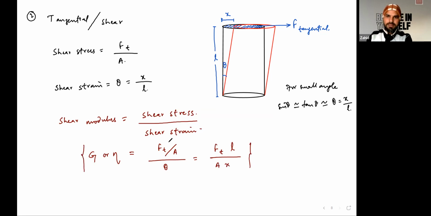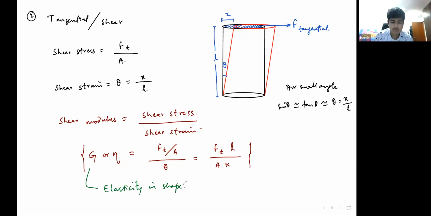Now, on applying this tangential force, there is a change in the shape of this particular object. So you can say this shear modulus defines the elasticity in shape of this object. Is it clear? Yes, sir. Okay. Just take a screenshot. Done.